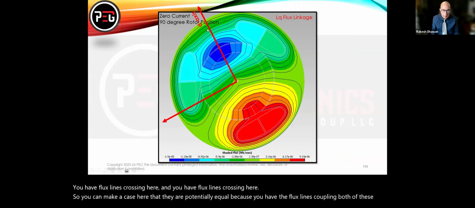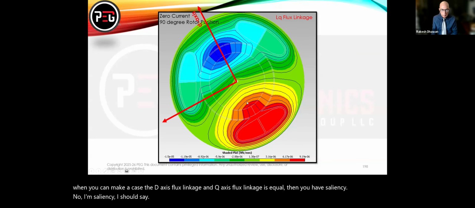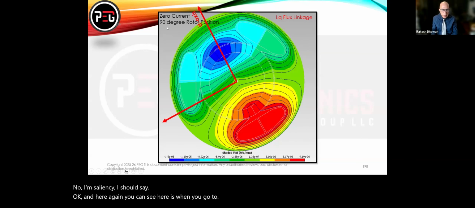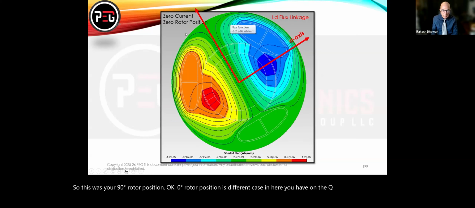So when you can make a case that d-axis flux linkage and q-axis flux linkage are equal, then you have no saliency, I should say, okay? And here again, you can see, this was your 90-degree rotor position, okay? 0-degree rotor position is a different case. In here, you have zero flux linkage on the q-axis.